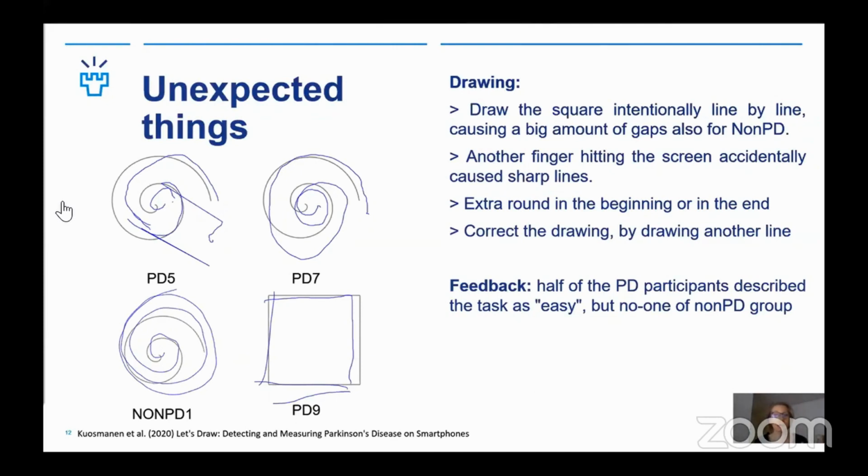Generally, the feedback from participants with Parkinson's disease was positive. Half of them described the tasks as easy, but none of the other group used that word. The participants without Parkinson's told that the tasks were surprisingly hard and challenging.